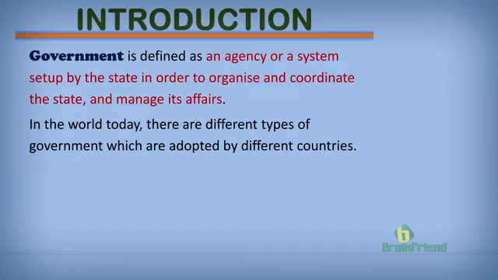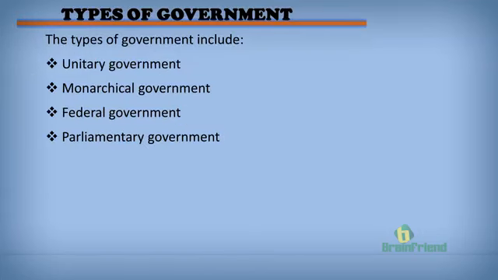In our previous lesson, we talked about federalism, where we looked at government, which is a body that is being set up by a state to organize and coordinate the state and manage its affairs. And we also talked about how different countries today adopt different types of government. We further went on to look at different types of government, such as the unitary government, the monarchical government, the federal system of government, and the parliamentary system of government.